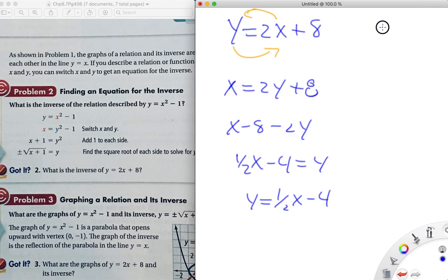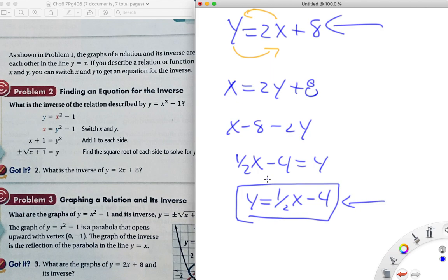This is a function. This is also a function. So that is an inverse function. This is the inverse function for that guy, y equals 1/2 x minus 4. And this would fit along the equation y equals x when you were to graph these.